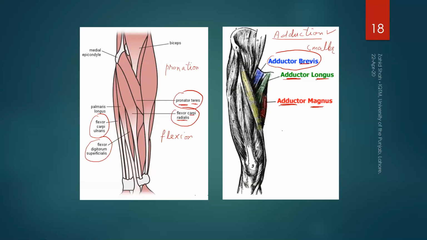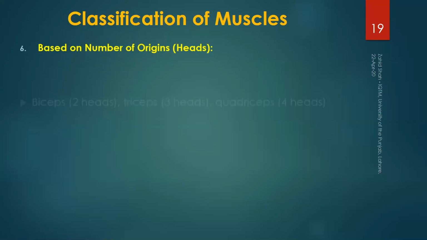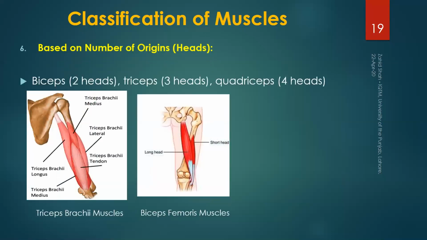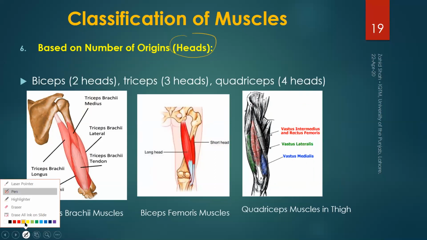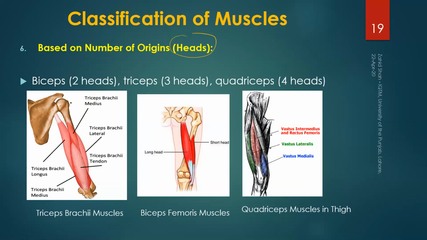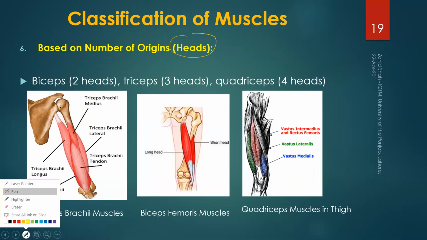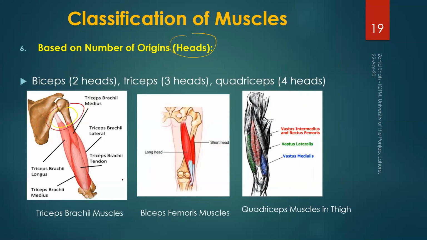So it may have a greater cross section than the other two. And finally, we can classify muscles based on the number of origins. Number of origins means how many heads that muscle has on the proximal side generally. So biceps, you are all aware of biceps. Biceps have two heads. Sorry, this is the example of biceps. It has two heads, this muscle.